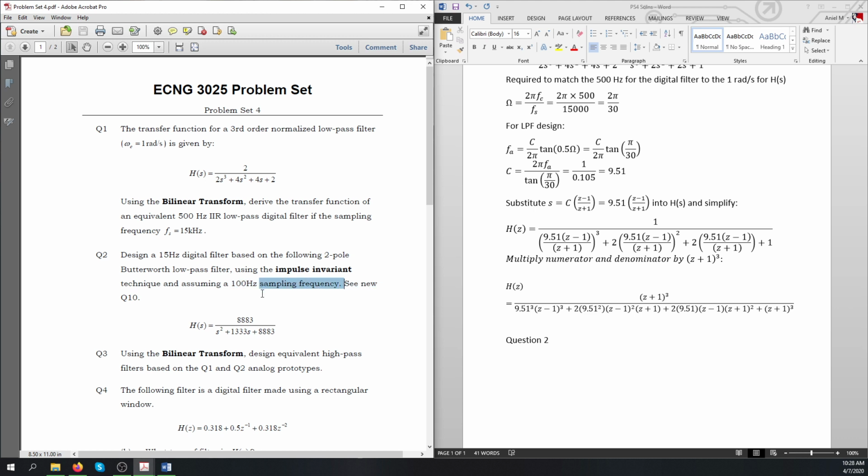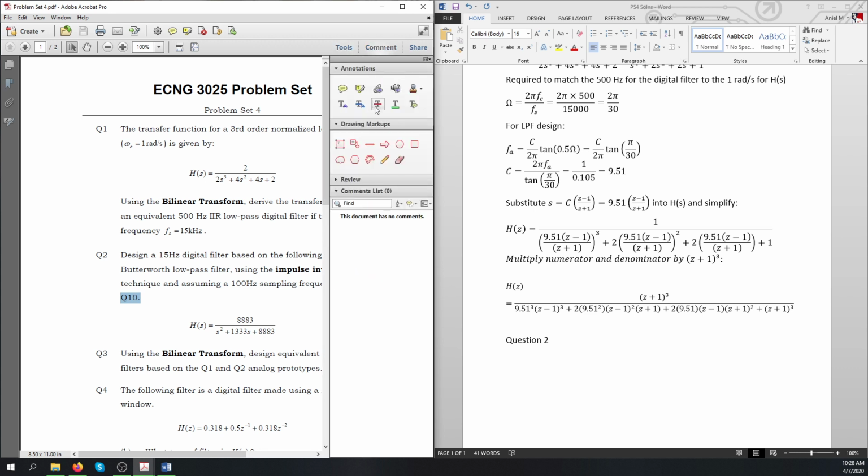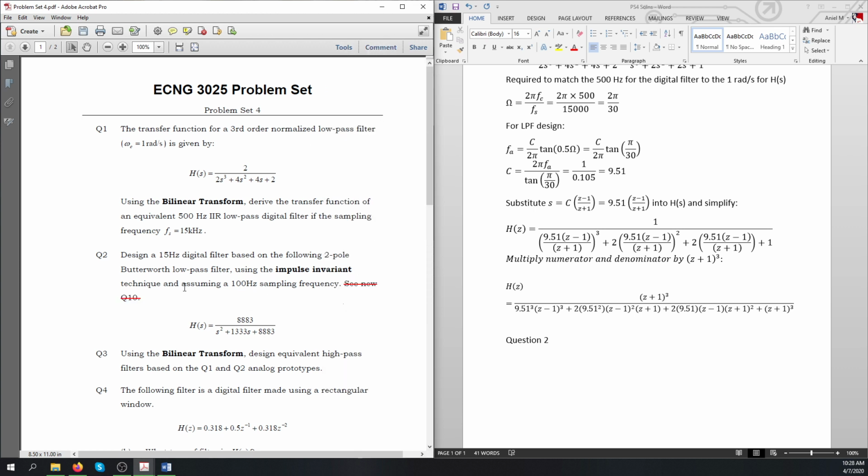I don't know where this part, new question 10 here, came from, but that's not supposed to exist. That could get struck out. Yeah, that part is not supposed to be in the question. That might have been a typo when I was modifying it.